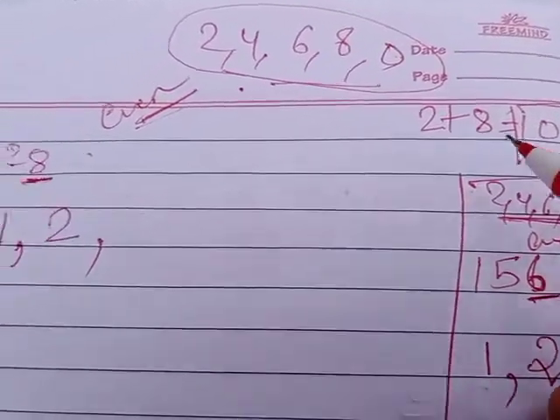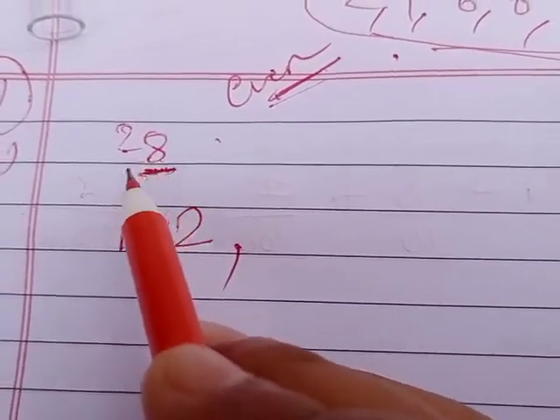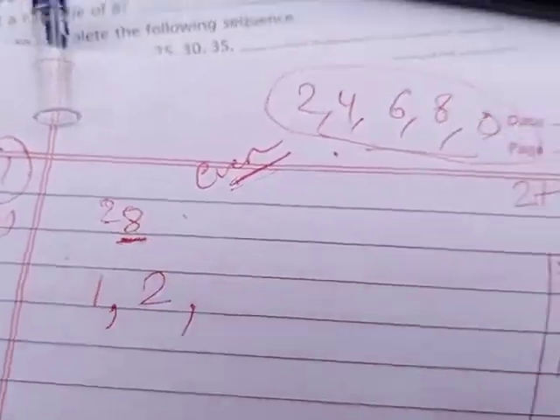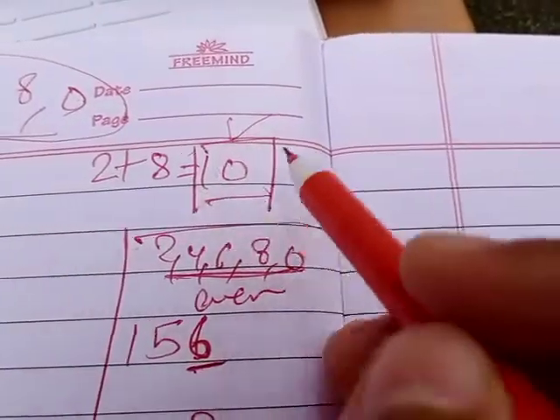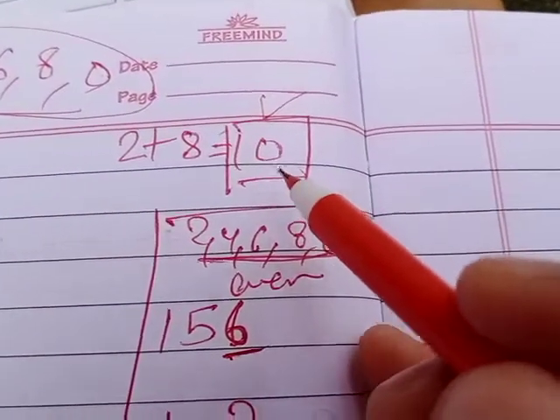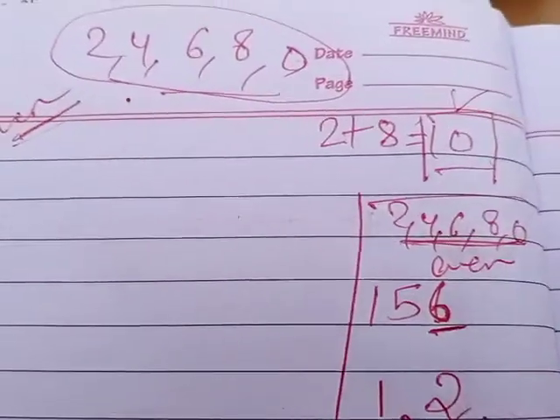So when do we say that 3 is a factor? When we add the digits, if the answer we get while adding comes in the table of 3, then 3 is a factor, otherwise 3 is not a factor.